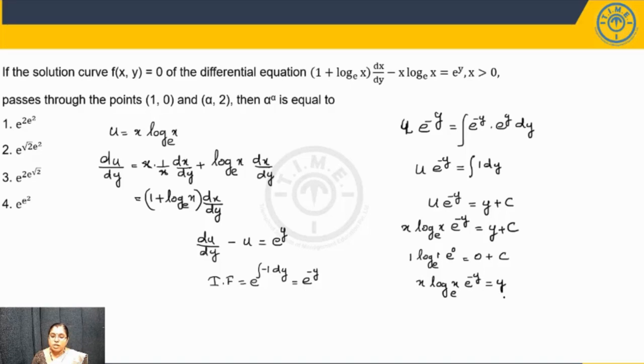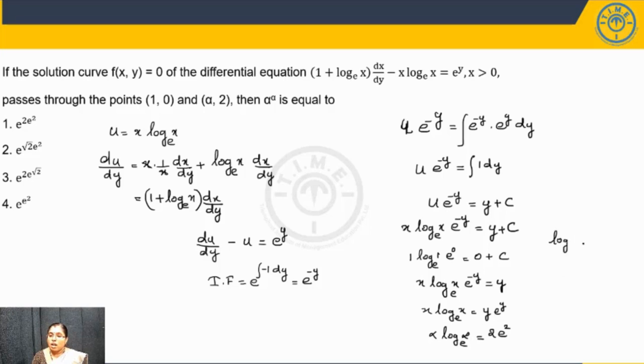So 1/y times e raised to minus y will become y e raised to y. So we have x log x to the base e equal to y e raised to y. Now what do we want? We are given that when you put alpha, we'll get 2. So alpha log alpha to the base e is 2 e raised to 2. So let's rewrite it as n log a is log a raised to n.